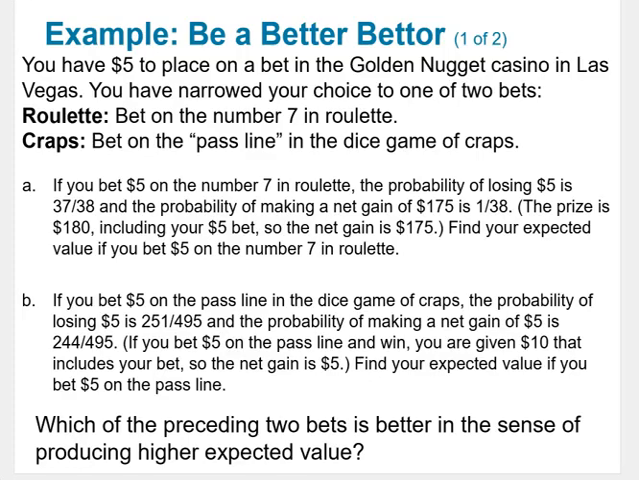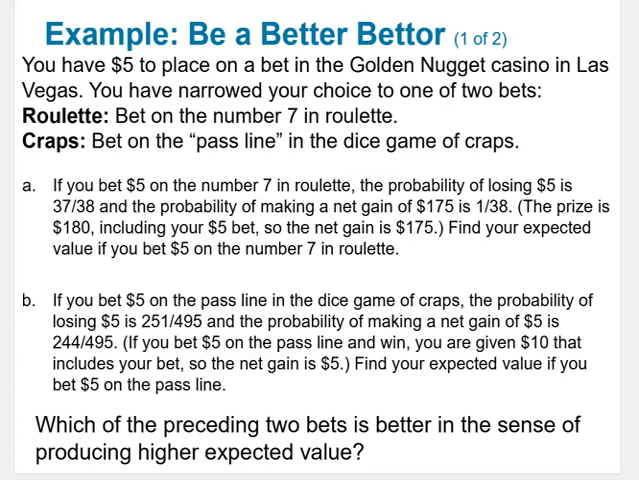Gambling is an excellent way to talk about probabilities, so we're going to talk a lot about gambling in this chapter. You have $5 to place on a bet at the Gold Nugget Casino in Las Vegas. You have narrowed your choices to 2 different bets. Number 1, you could go to the roulette wheel and bet your $5 on number 7. Or you could go to the craps table and bet your $5 on the pass line.